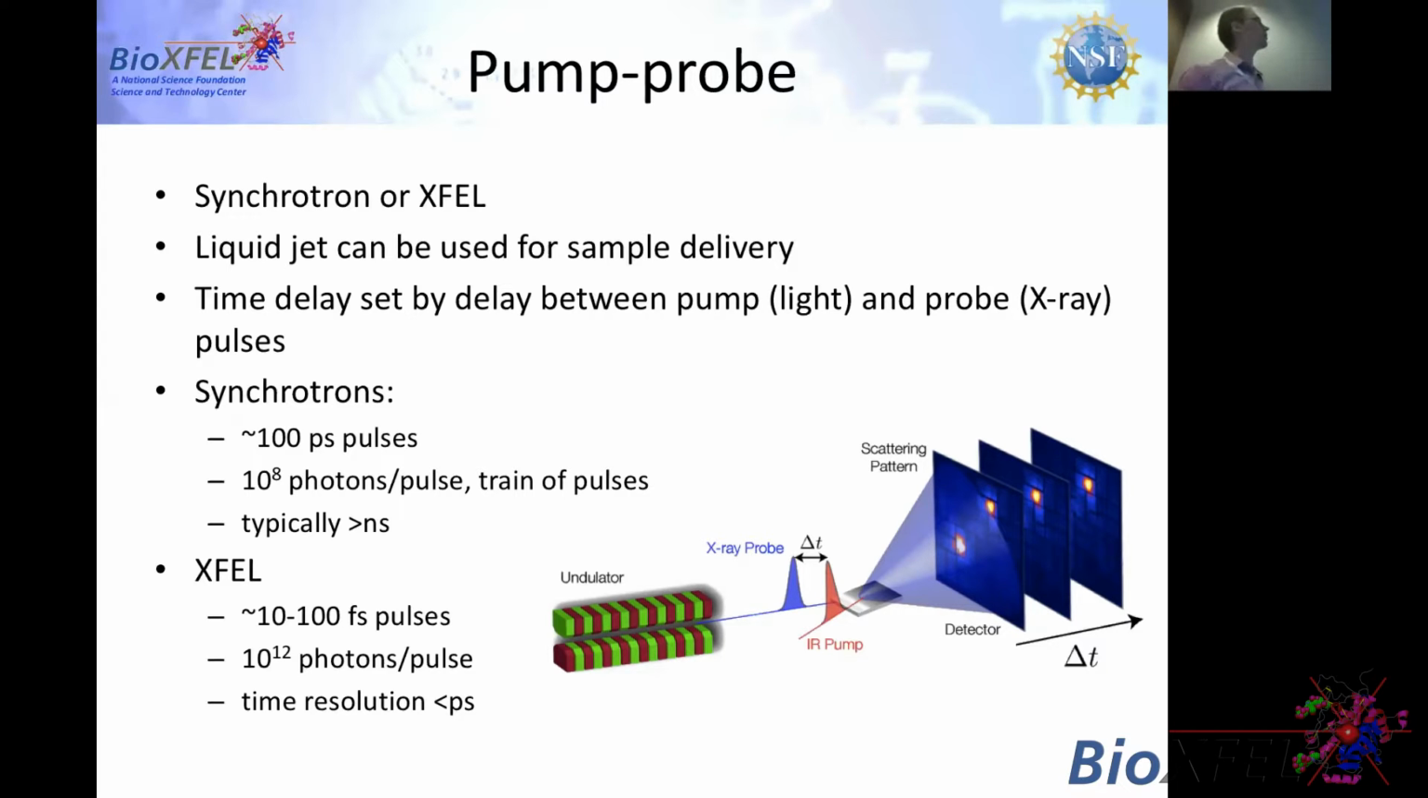One of the major advantages of XFELs, obviously, is there's no radiation damage. The pulse is so short that it passes through the solution before you get any damage, and it's extraordinarily bright. Each pulse delivers somewhere in the neighborhood of 10 to the 12th photons, so you get much higher scattering than you would get in a similar pulse structure from synchrotrons. And so your time resolution gets down into the sub-picosecond regime.